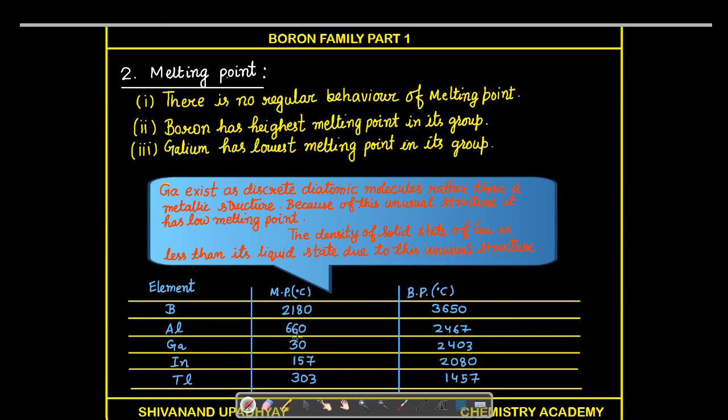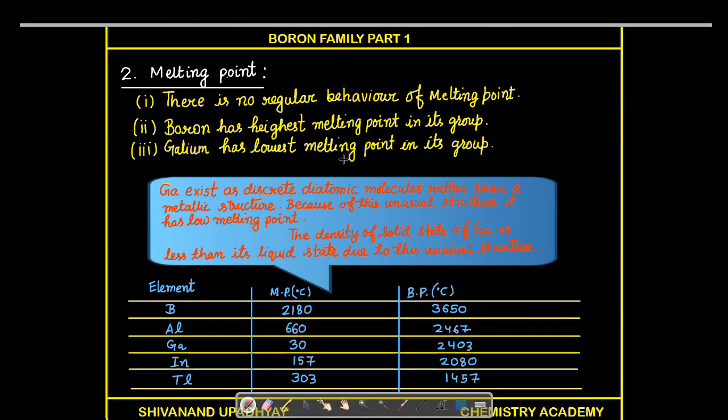So at room temperature, gallium is a solid. But if you put gallium on your hand, your body temperature is 37, so it will melt because its melting point is 30 degrees Celsius. So what we have to remember is that boron has the highest melting point in its group and gallium has the lowest melting point in its group.